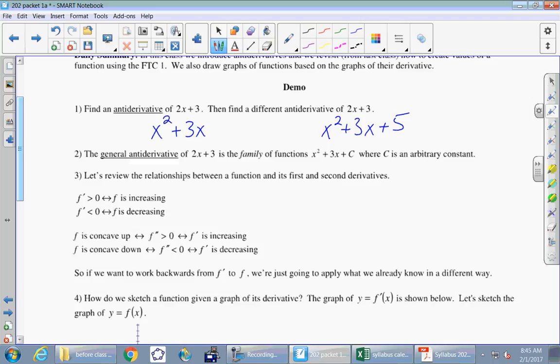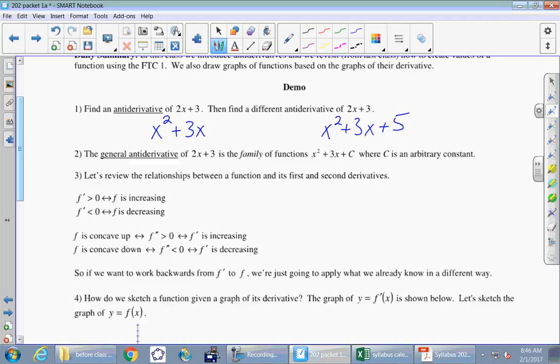Finding antiderivatives is at the heart of a lot of what we're going to do this semester. They're going to get a lot harder than 2x plus 3. But the idea is going to be the same throughout. I'm going to give you a function, and you're going to say, oh, Ian took the derivative of this other thing, and that's how we got the function he gave us.